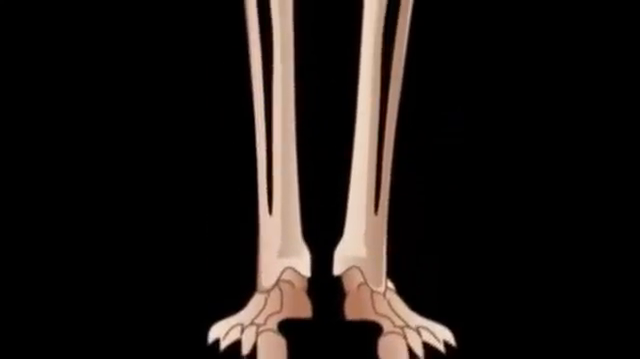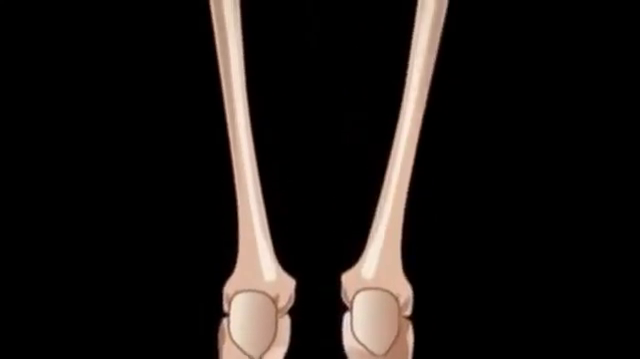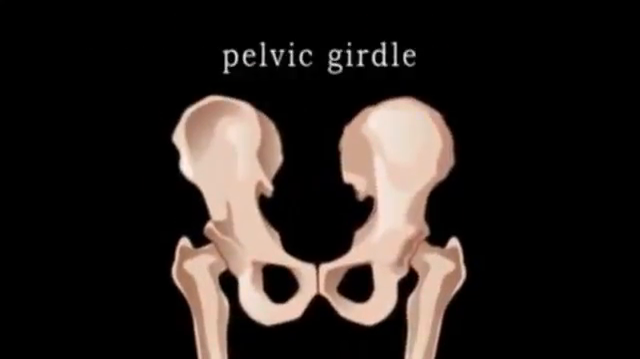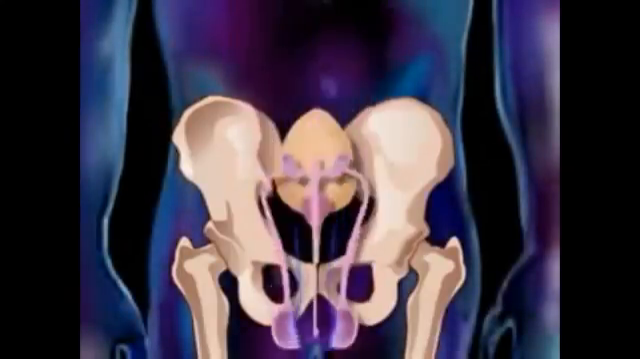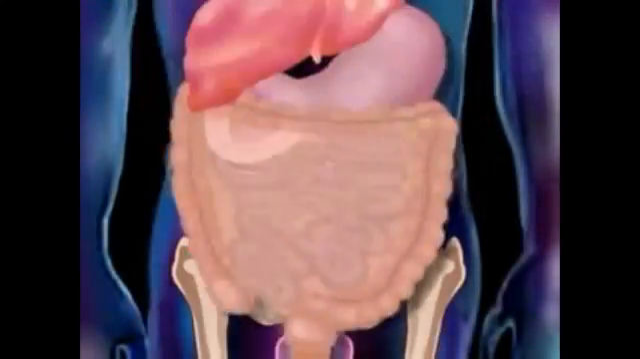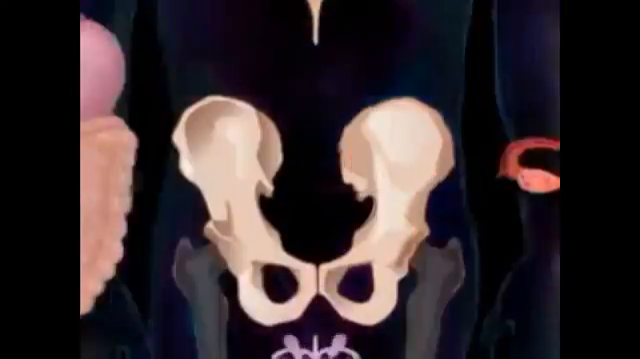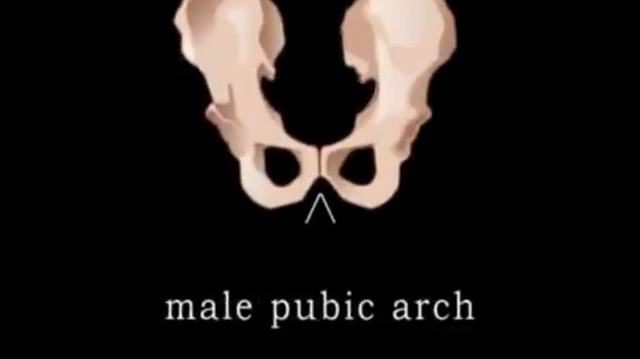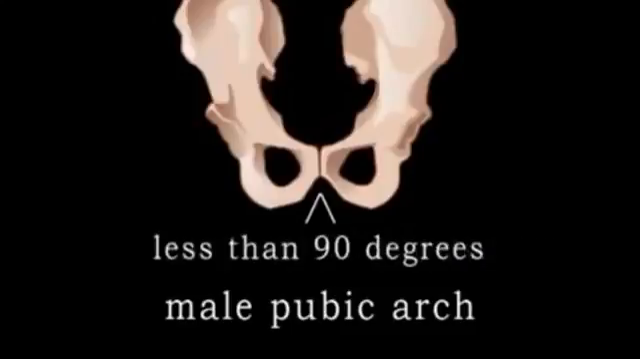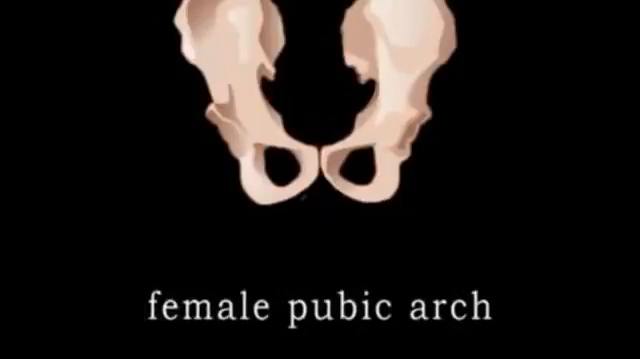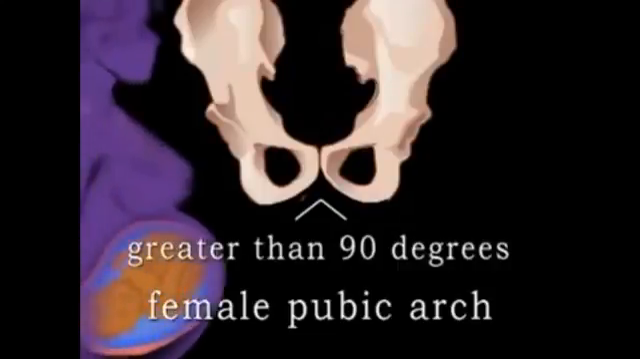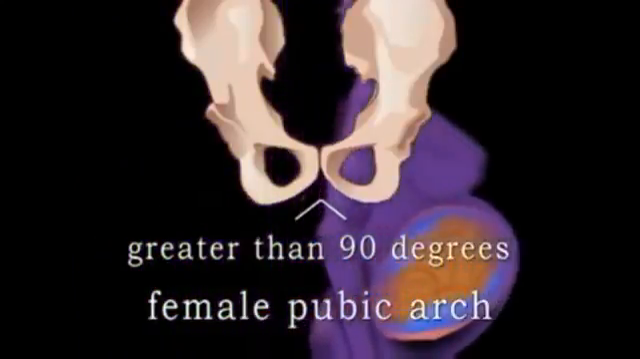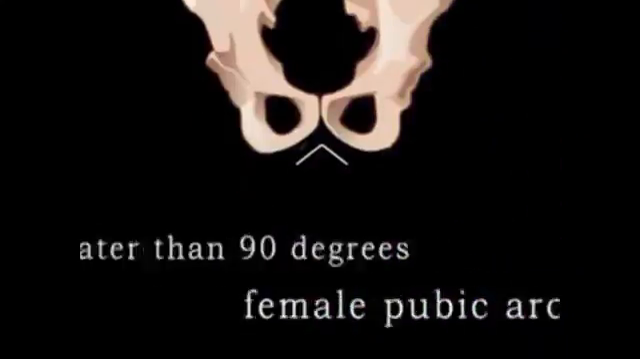The bones of the lower extremities, or legs, are connected to the axial skeleton via the pelvic girdle, which is formed by the 2 hip bones. It protects the bladder, reproductive organs, lower colon, and rectum. In the male, the pubic arch of the pelvis is less than 90 degrees wide. In the female, greater than 90 degrees. This difference in width is necessary for the female pelvis to accommodate childbirth.